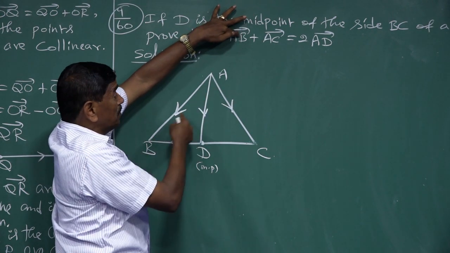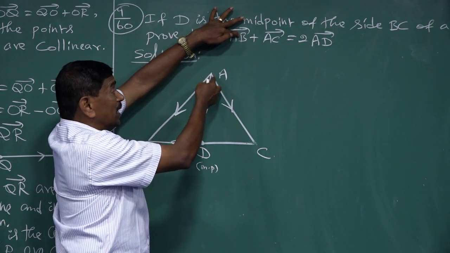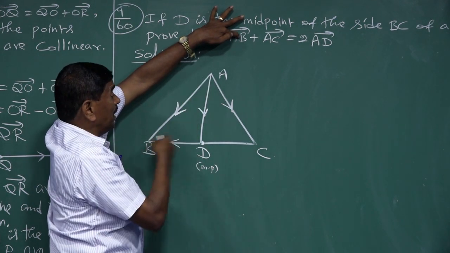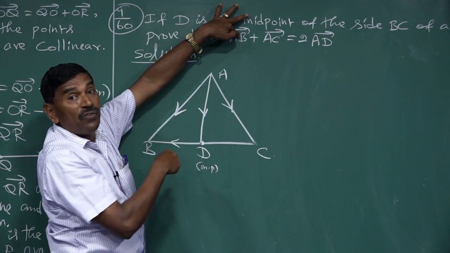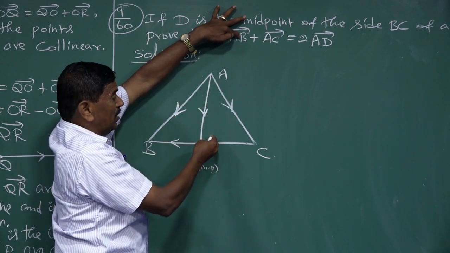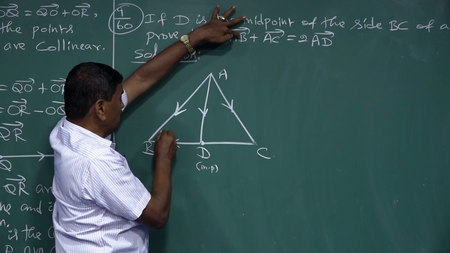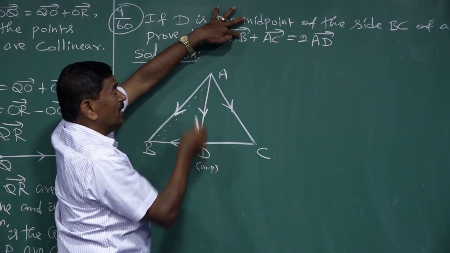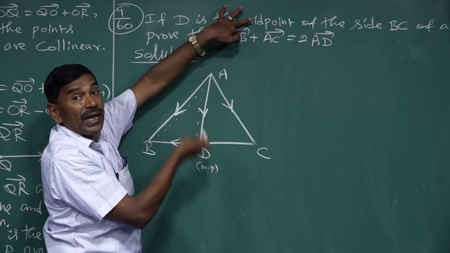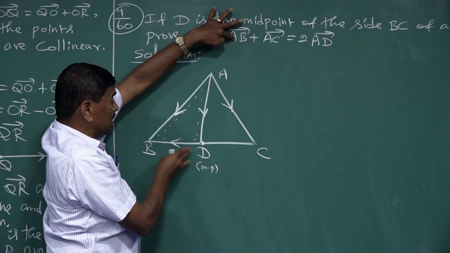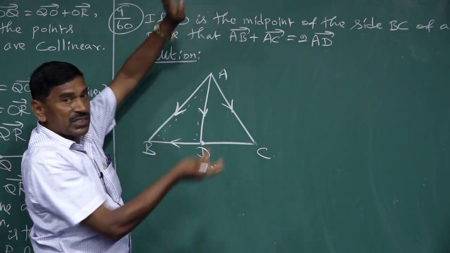To get the first term, we want to consider the triangle ABD. In triangle ABD, by the triangle law of addition of vectors, AB vector is equal to AD vector plus DB vector. So first we want to consider the triangle ABD. Yes, the first equation is ready.